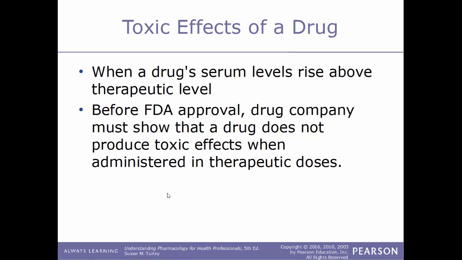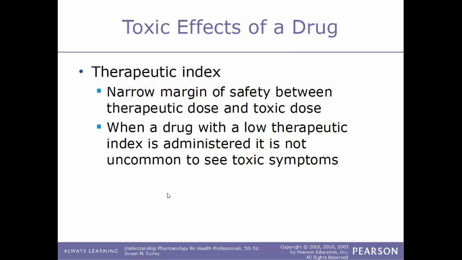All right, now let's talk about toxic effects of a drug. And this occurs when the drug's serum levels rise above the therapeutic level. And before a drug can be FDA approved, the drug company must show that a drug does not produce toxic effects when administered in therapeutic doses. And that brings us to a drug's TI, or therapeutic index.